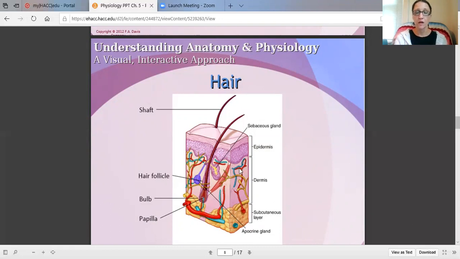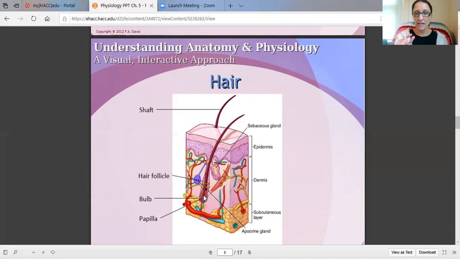But unlike the epidermis, the hair actually does have its own blood supply. So that is called the papilla down here. It is the nourishment for the hair bulb or hair root. So here you see a tiny little capillary and a tiny little venule there. And that's what gives oxygen and nutrients to this little red area right here.